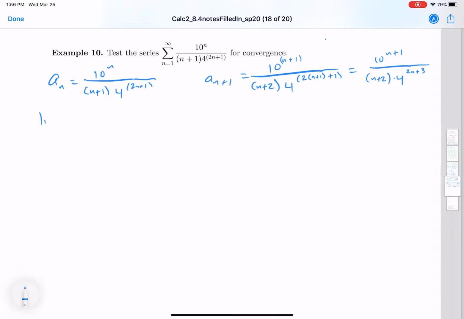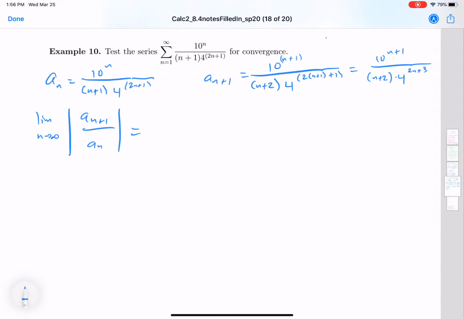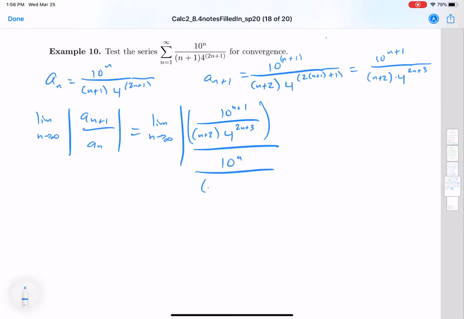All right, so let's look at our limit as n goes to infinity of the absolute value of a sub n plus 1 over a sub n. And what does that give us? Limit as n goes to infinity, 10 to the n plus 1 divided by n plus 2 times 4 to the 2n plus 3, and that's all divided by 10 to the n over n plus 2 times 4 to the 2n plus 1.